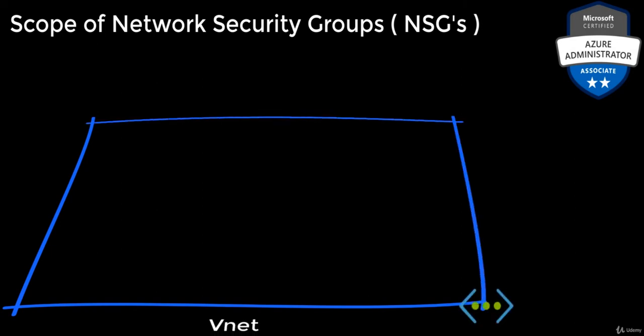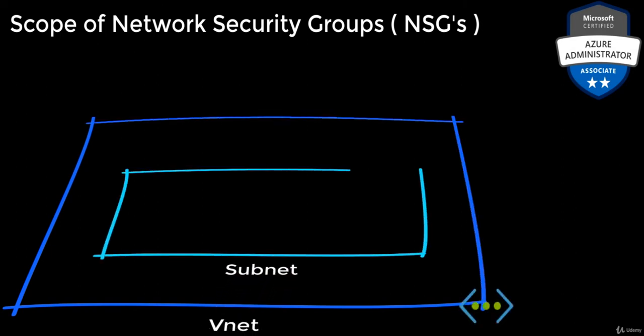A virtual network is the outermost boundary of your network. Inside the VNet would reside a subnet or multiple subnets. And then inside the subnet would reside your resources like your virtual machine or databases. Now this looks like a layered model. The network security groups can then be linked to subnets or the network card of your resources or both.